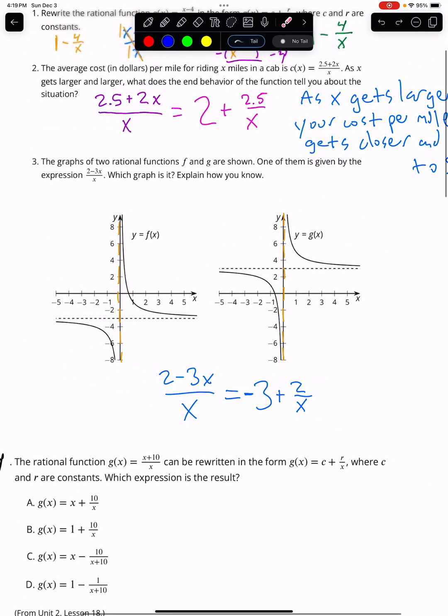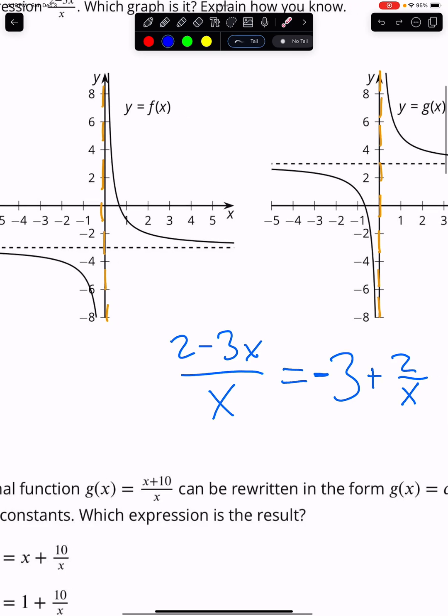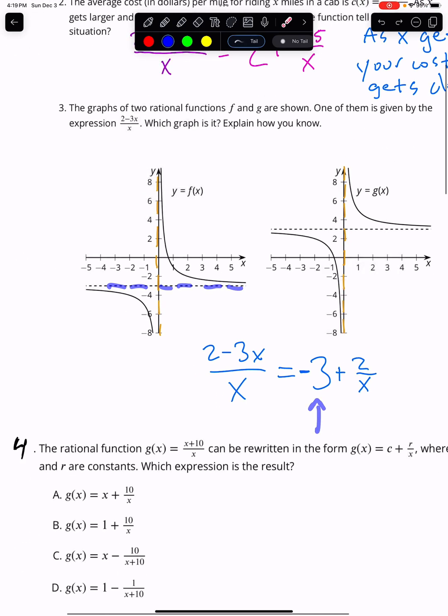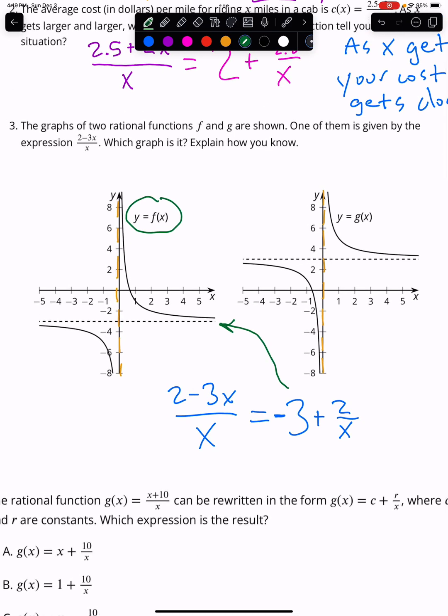And it doesn't really matter if it's plus or minus 2 over x, because when x gets to be really, really large, like 1,000 or 1,000,000, this 2 is getting sliced into 1,000,000 little tiny slices. It gets smaller and smaller, closer and closer to 0. And y, in this case, must be f of x, is getting closer and closer to negative 3 down here. So f of x is our solution. This is the one that looks like this equation, because it has an end behavior of negative 3. Y is getting closer and closer to negative 3 as x gets larger and larger.